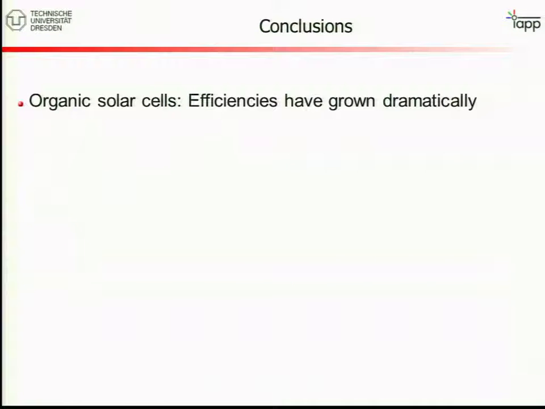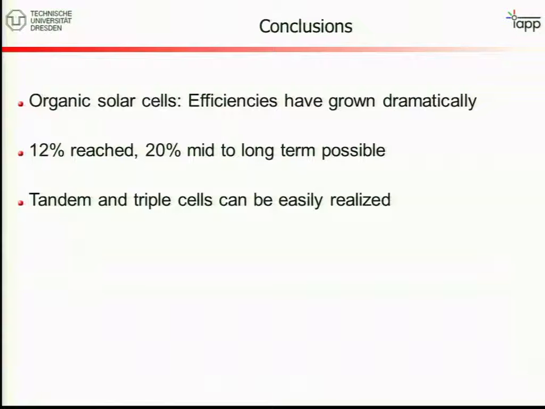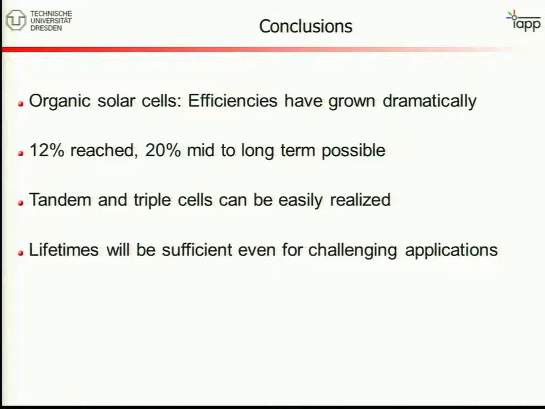So I'm coming to the conclusions. We have seen a dramatic growth in efficiencies for organic solar cells in the last years. We've reached 12%, and 20% should be doable. We will need tandem or even triple cells for that, but fortunately they can be done fairly easily. I'm very much convinced that the lifetimes are doable. It's a lot of engineering, but the physics of the molecules is there. And there's a very recent development with the new perovskites, but at the moment it is still open what the long-term impact will be.